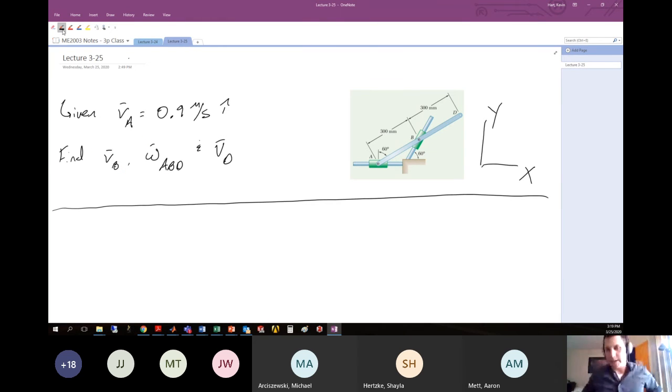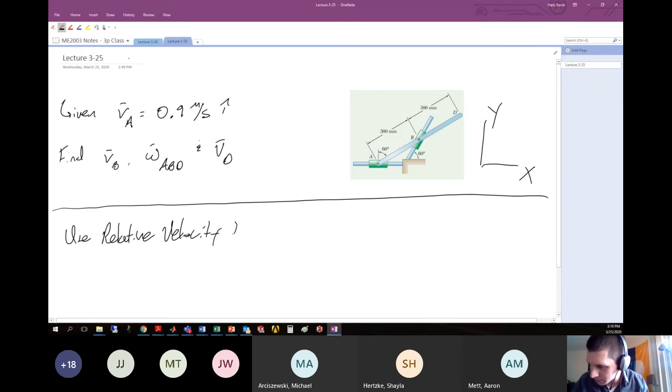The first thing that we want to do is understand that this is a relative velocity problem. We're given information about the velocity of point A, and we want to relate that information to the velocity of other points on the body, namely point B and point D. So in order to do that, we need to use our relative velocity equations. And the first thing that we want to do is relate the velocity of point A to the velocity of point B.